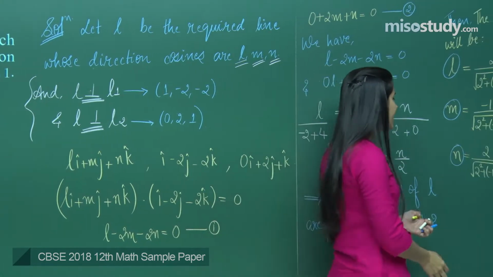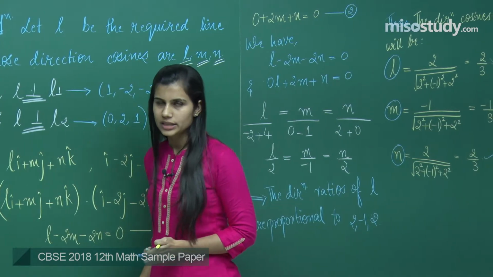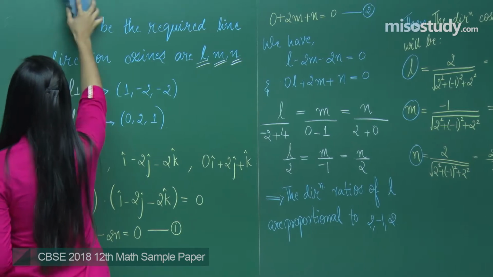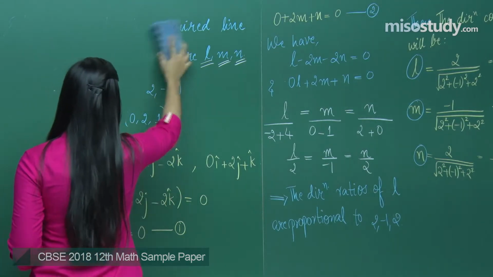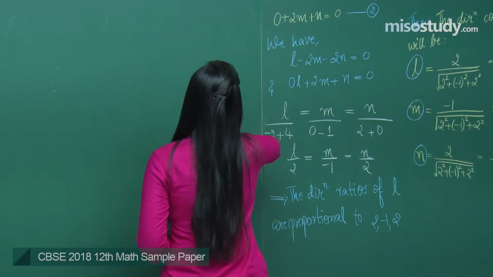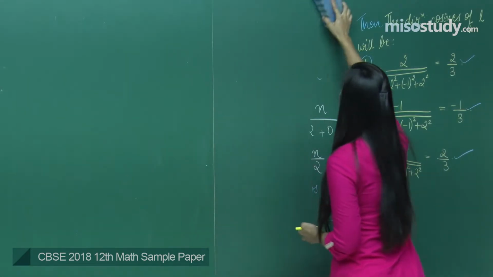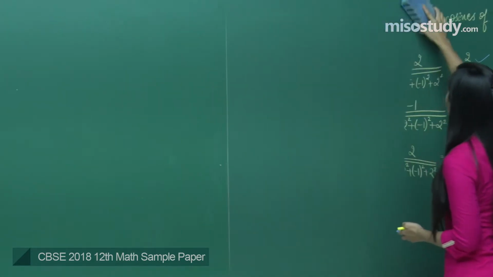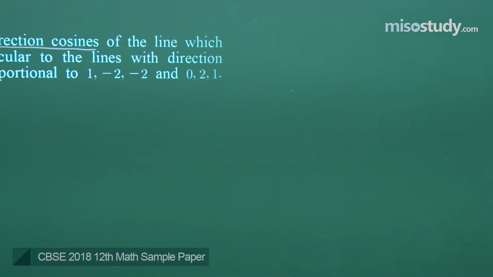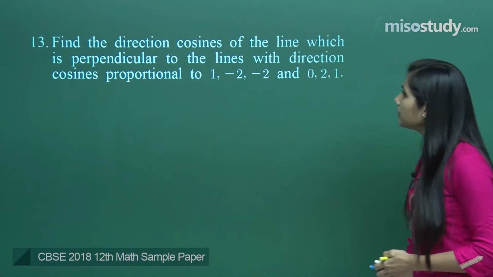This question solely is demanding the concept of direction ratios and direction cosines. You have that concept clear with you, then you will be able to very easily attempt this question. Once we are done with this, let's see what happens to be the next question in the league. The next question is over here demanding what?